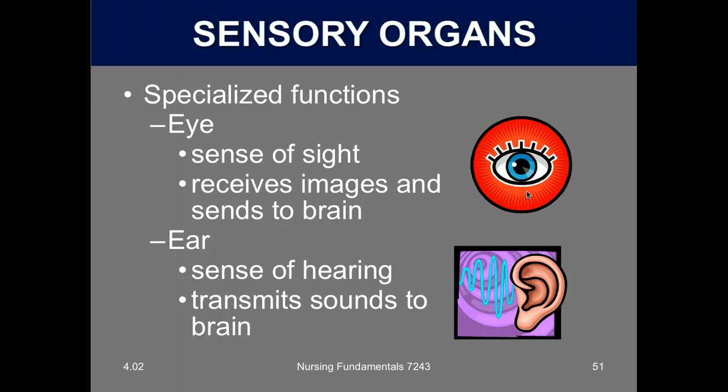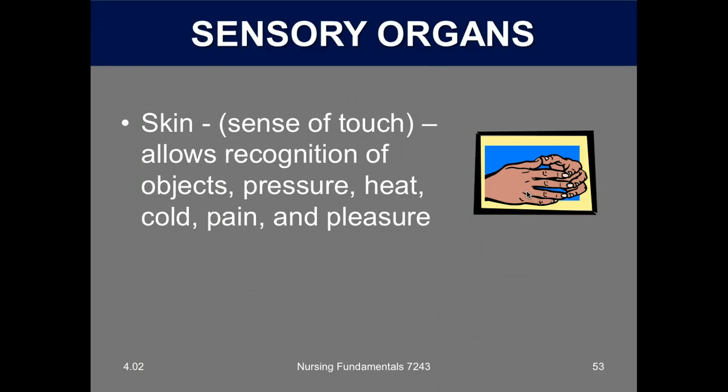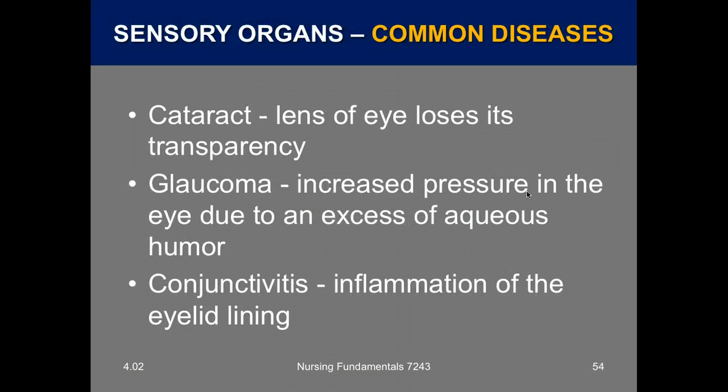The ear holds the sense of hearing and it transmits sounds to the brain. The nose houses our sense of smell. It allows us to recognize odors and improves the taste of food. The taste buds are on the tongue and they allow recognition of sweet, sour, bitter, and salty. Our skin allows recognition of objects, pressure, heat, cold, pain, and pleasure.